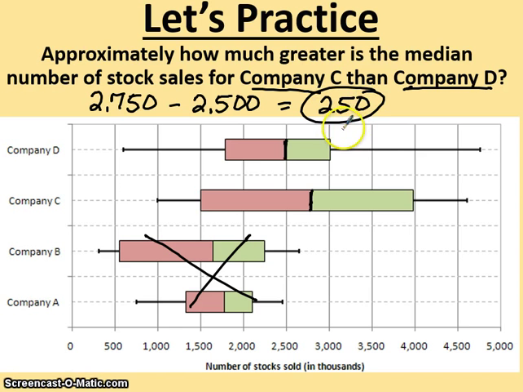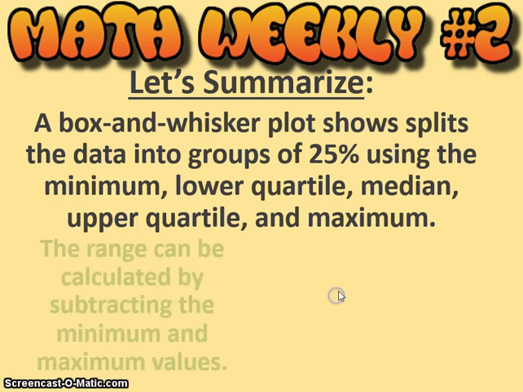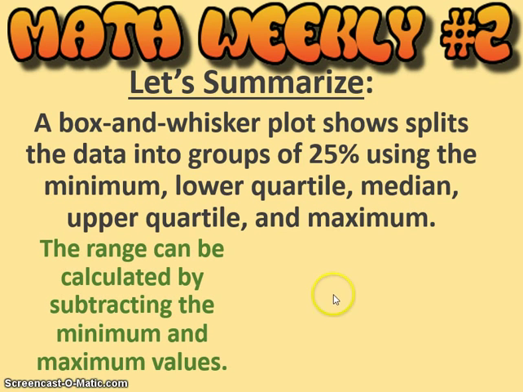And then we would restate our answer. Company C's median is approximately 250 greater than company D. So let's summarize what we've learned. A box and whisker plot splits the data into groups of 25% using the minimum, lower quartile, median, upper quartile, and maximum. The range can be calculated by subtracting the minimum and maximum values.